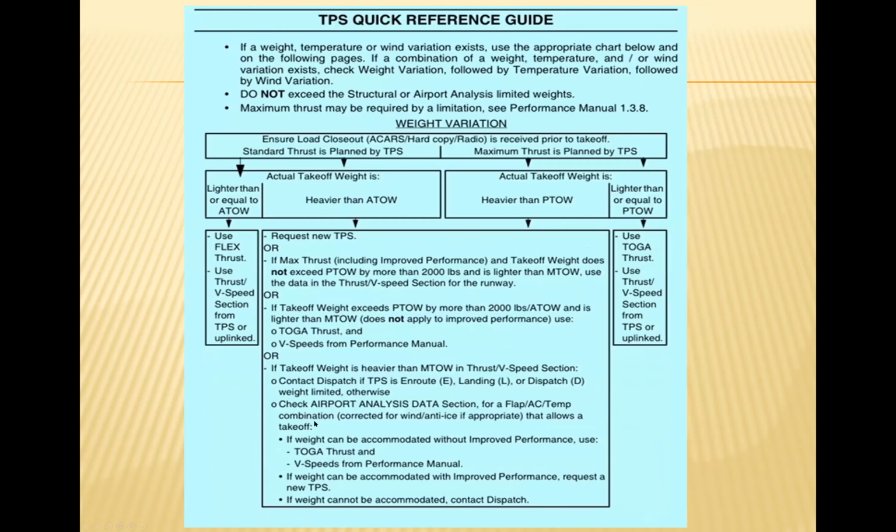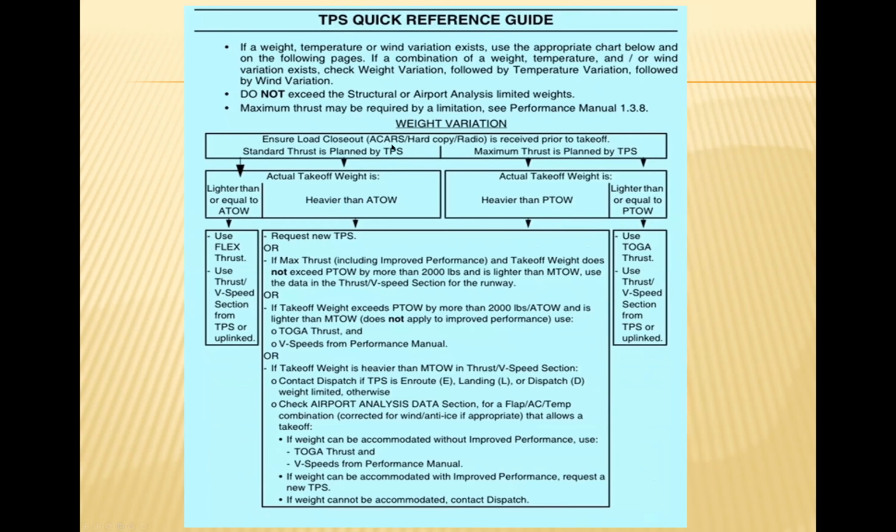Okay. His quick reference guide, he goes into this in great detail. It's kind of interesting. He's talking about a decision matrix. So in the airlines, when you've got wind, weight, temperature, variation, you have to go through, oh my gosh, okay, load, closeout, check. Standard thrust is planned by TPS. TPS being what? Does anyone know what that acronym stands for?